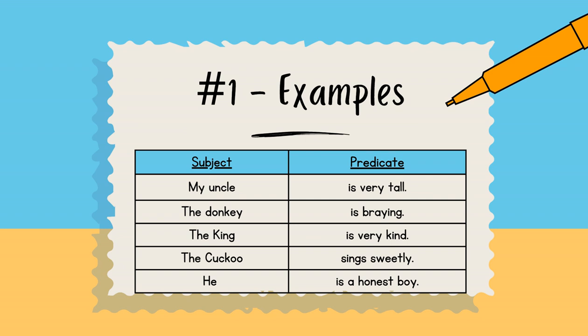The king is very kind. The king is subject, is very kind is predicate. The cuckoo sings sweetly. The cuckoo is subject, sings sweetly is predicate. He is an honest boy. He is subject, is an honest boy is predicate.